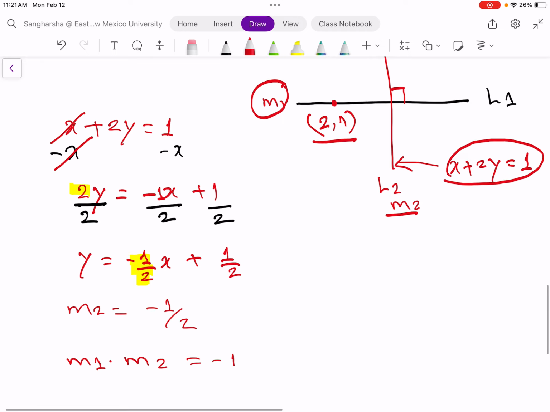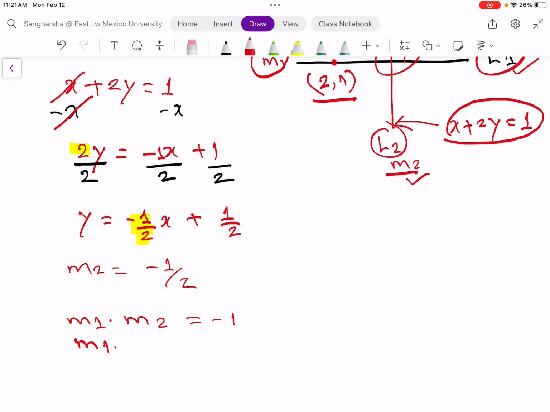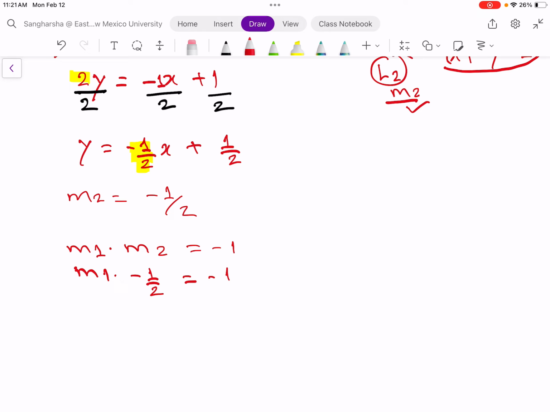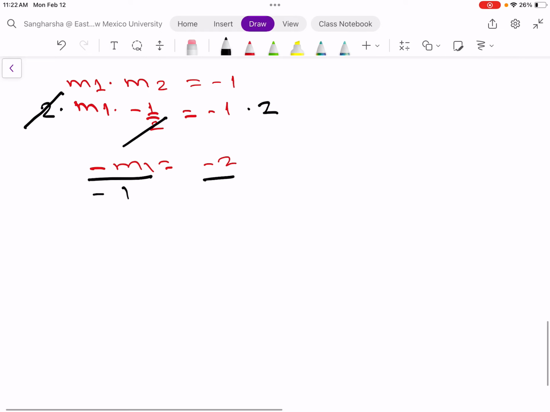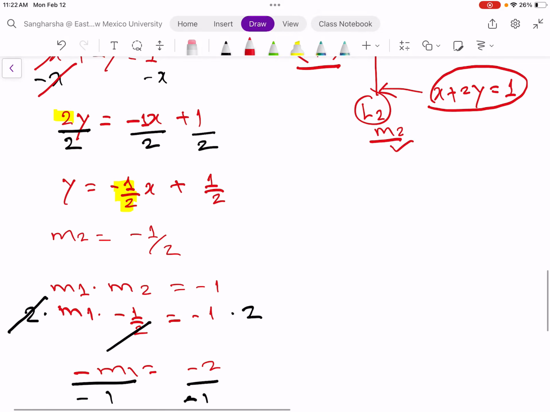The reason is that m1 is the slope of line L1, m2 is the slope of line L2, and L1 and L2 are perpendicular, so the product is always -1. Now m1 is what we are trying to find, and m2 is -1/2, so m1 times -1/2 equals -1. Now let's get rid of the 2 on the left side, so you multiply both sides by 2. The 2s cancel, so we have m1 times -1, that is -m1, equals -2. We have a negative in front, so you can divide both sides by -1. So -m1 divided by -1 is m1, equals -2 divided by -1, that is 2. So 2 is the slope of our line; m1 is 2.